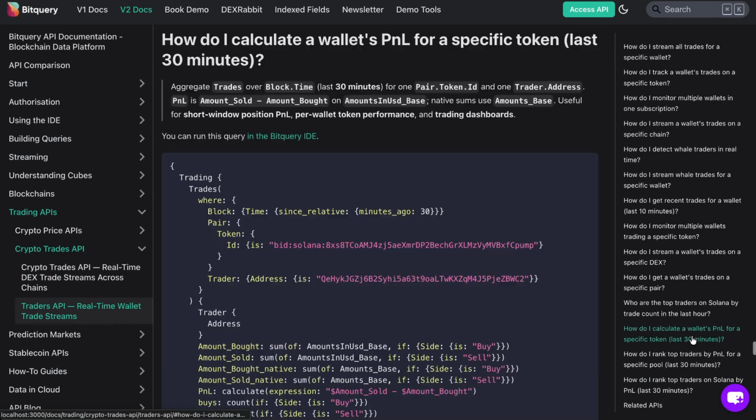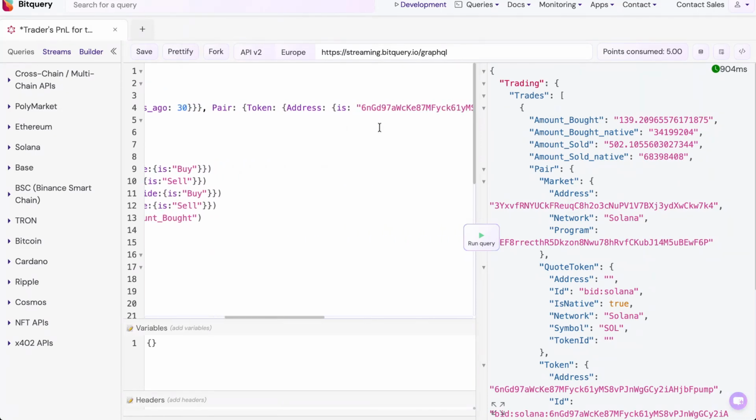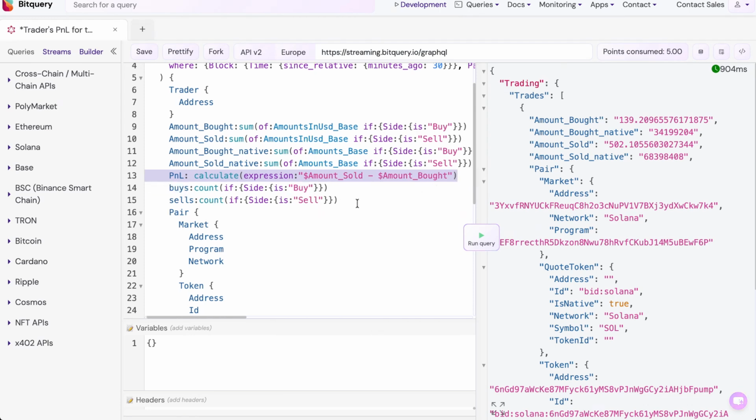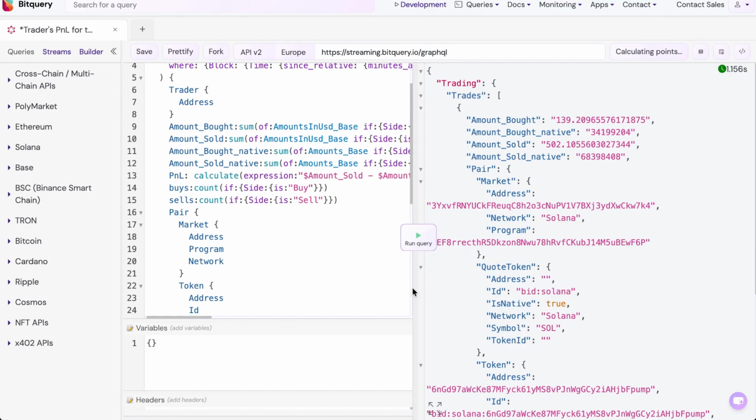Now let's use this data to calculate a trader's PnL on a specific token. We're filtering trades from the last 30 minutes for a specific token and trader, then aggregating total amount bought in US dollars, total amount sold in US dollars, PnL using the calculate function, number of buys and sells. Perfect for tracking wallet performance or monitoring smart money.